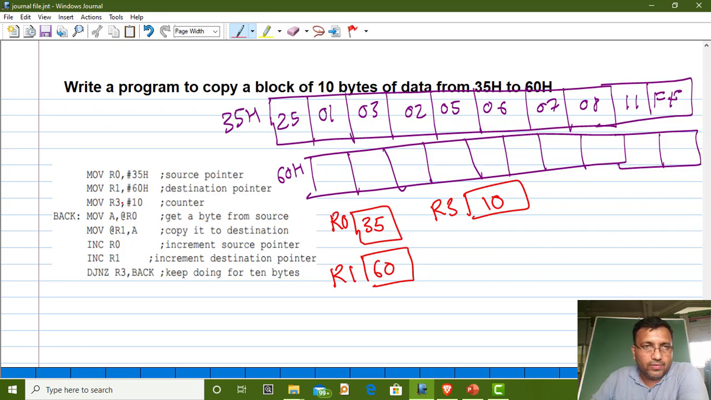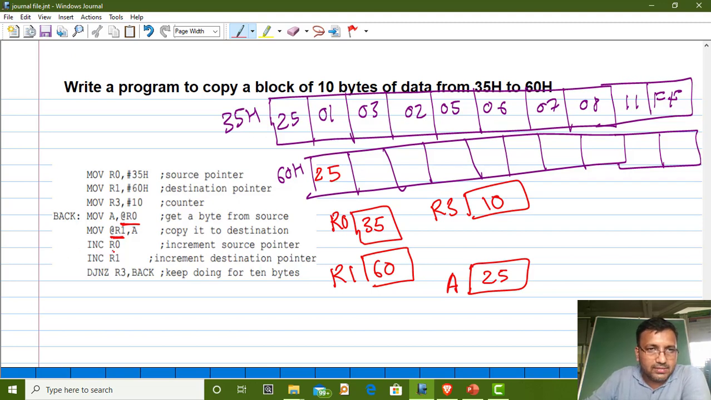Okay, so the very first instruction, move A comma @R0. R0 means 35. So after this instruction executes, A contains what? A contains 25. So the accumulator gets 25H. Again I am moving that A to @R1. R1 is pointing towards 60H. So this 25H will be moved to 60H. After this you will get it like this.